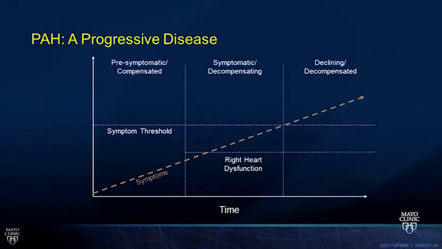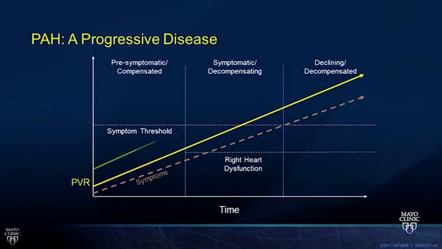So when we think about PH, we think about pre-symptomatic or compensated, symptomatic or decompensating, or declining or decompensated. Symptoms progressively get worse as we move from the early stages to the late stages, and with that, the pulmonary vascular resistance increases all the way through. Now, the PA pressure keeps increasing in parallel with the PVR, and when the right ventricle fails, actually the PA pressure declines. So in more advanced PH, the PA pressure may not be as high as you think it should be.